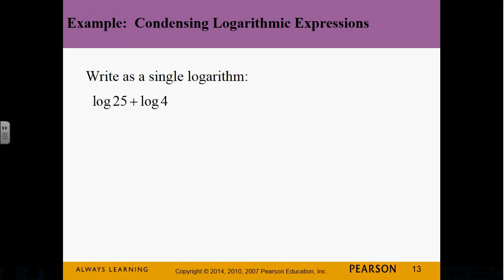Log base 10 of 25 plus log base 10 of 4 becomes log base 10 of 25 times 4, which is 100. And log of 100 is 2. 10 to what power is 100? 10 to the second power is 100.